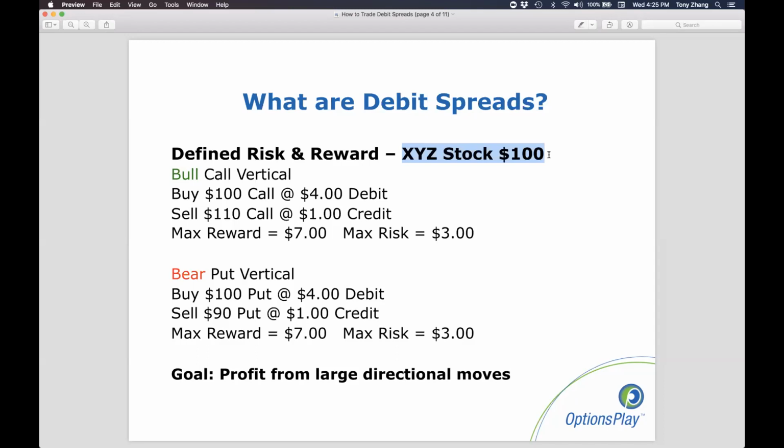We think it's going to go higher. How do we take advantage of that? Traditionally, if you were just trading single leg options, you would potentially buy a call option. You would buy, let's say, an at-the-money call option. So let's say you buy a 100 strike call option.